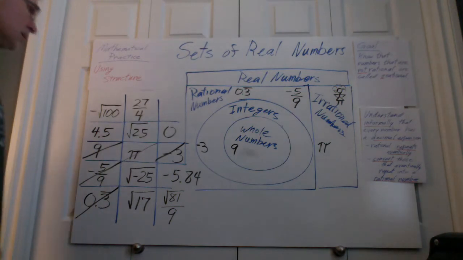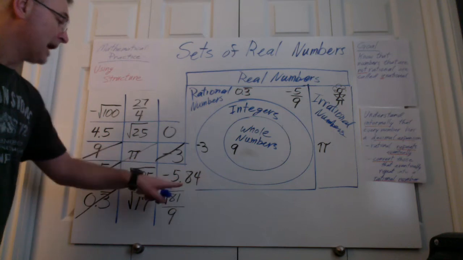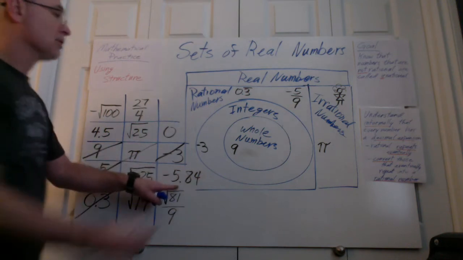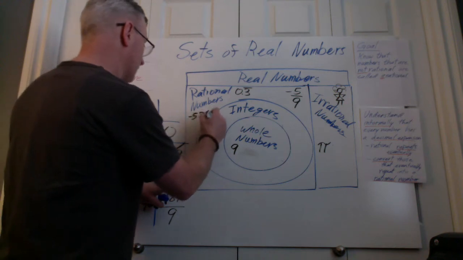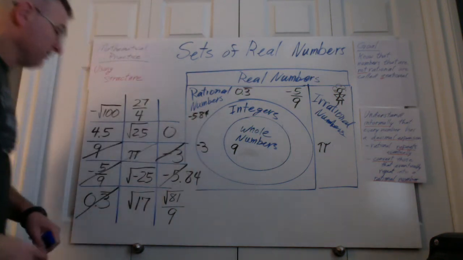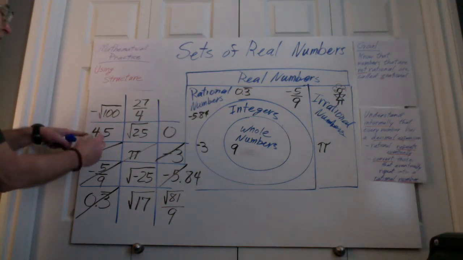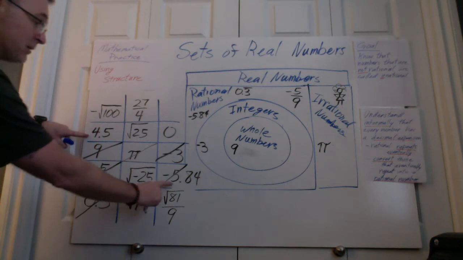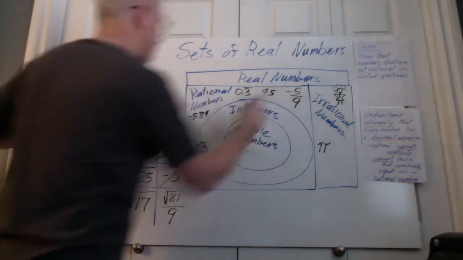Some of these others are a little complicated. Hey, there's a decimal that ends. I know that a decimal that ends is rational, so I'm going to put that one, negative 5.84, in my rational numbers. And then 4.5, that's not a whole number or an integer, and it ends. That meets the same criteria that this one does. So I'm going to put 4.5 in there.